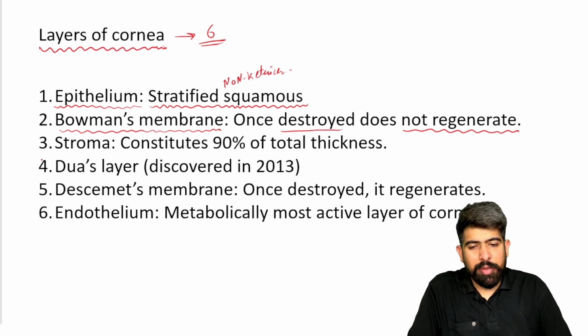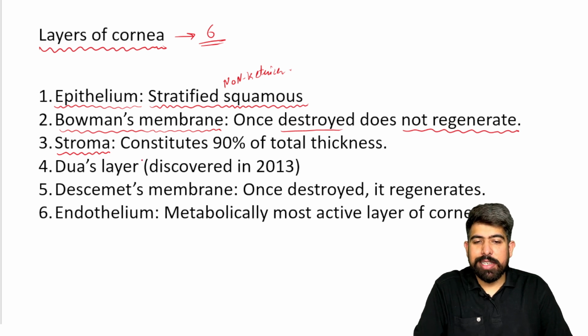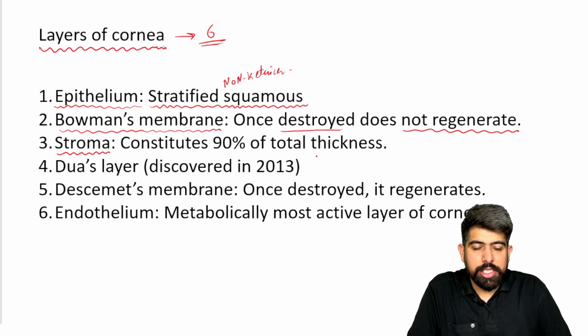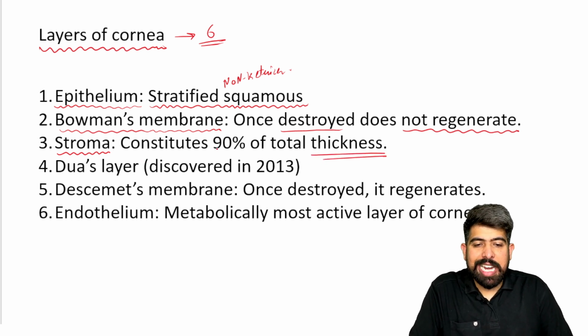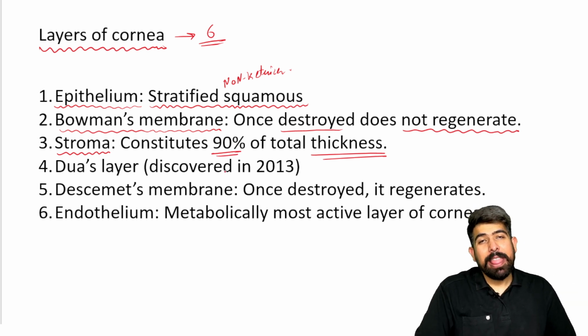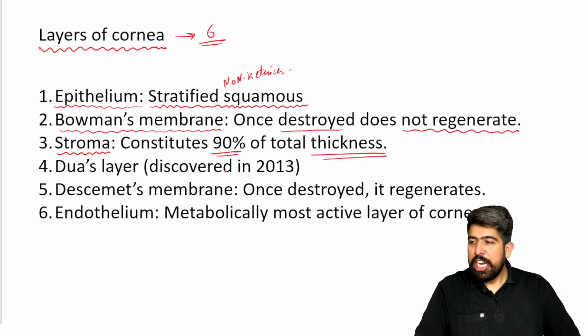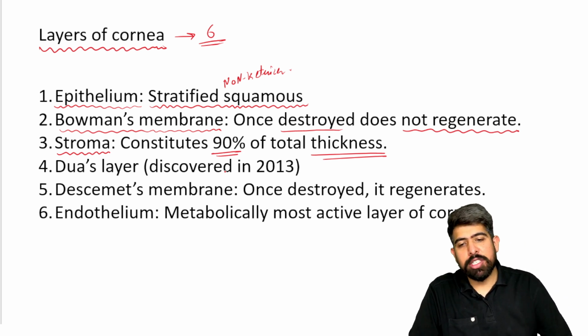The third layer is the stroma layer. Importantly, the stroma is the thickest layer, because 90% of the thickness of the cornea is contributed by the stromal layer. So if they ask you the thickest layer of the cornea, it should be the stroma layer.